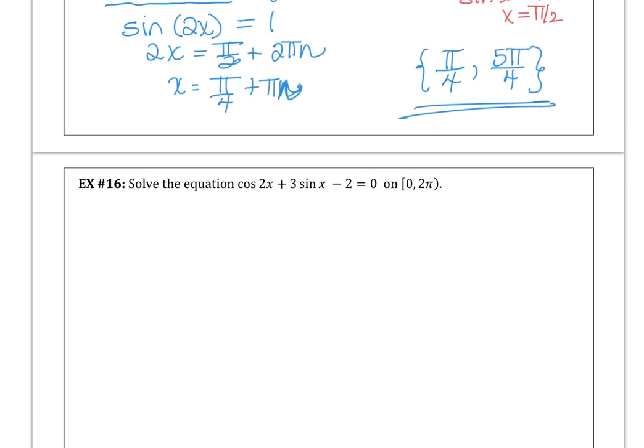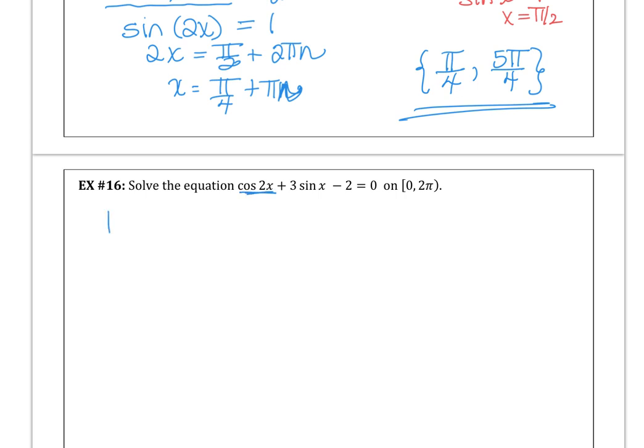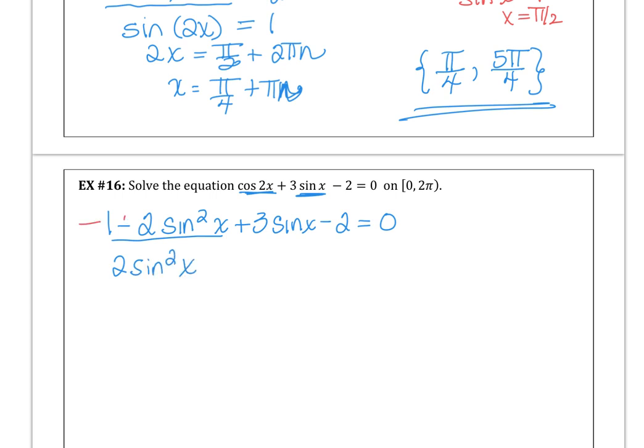Example 16, they're getting a little more difficult here. Cosine 2x plus 3 sine x minus 2. I want to use the identity for cosine 2x, this piece right here. We're going to say 1 minus 2 sine squared x. That came from our first page of notes on this lesson. Plus 3 sine x minus 2. And I used this particular formula because my middle term was in terms of sine. So adding up what we have, let's think of this as positive 2 sine squared x. So if you multiply through by negative 1, you can get that. So positive 2 sine squared x minus 3 sine x, and then 2 minus 1 is a positive 1.